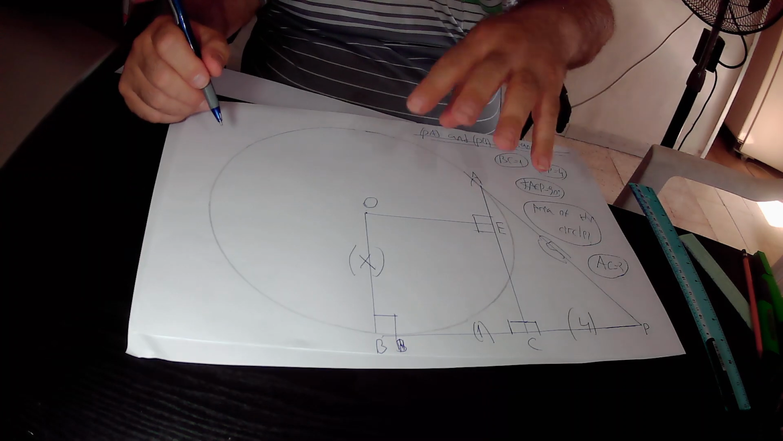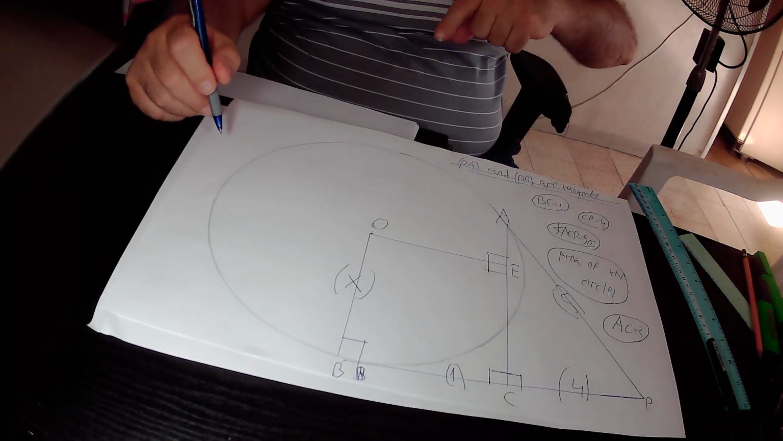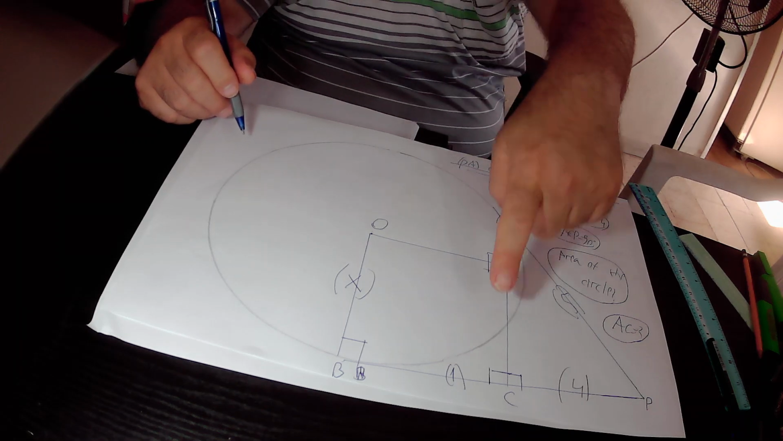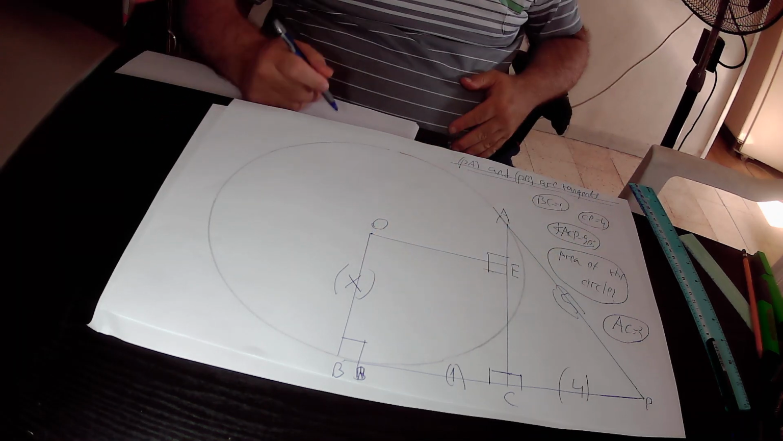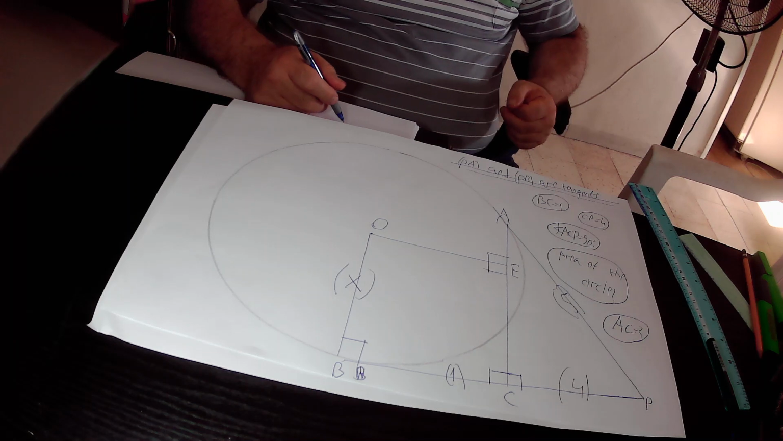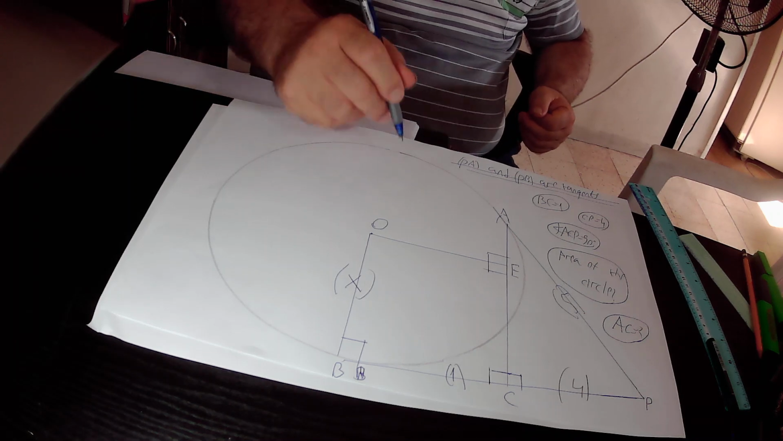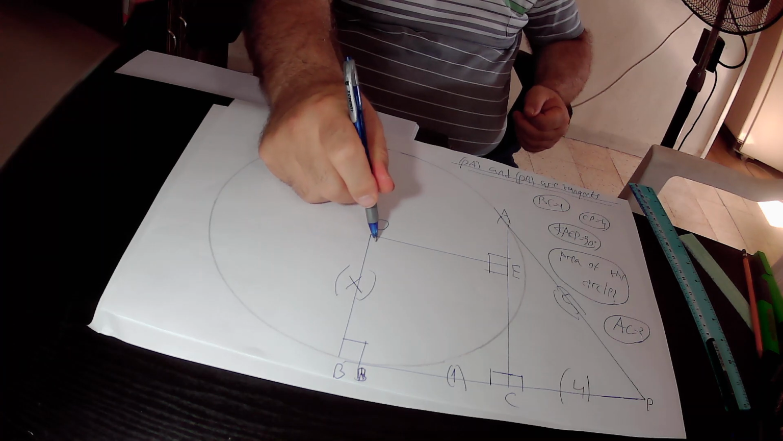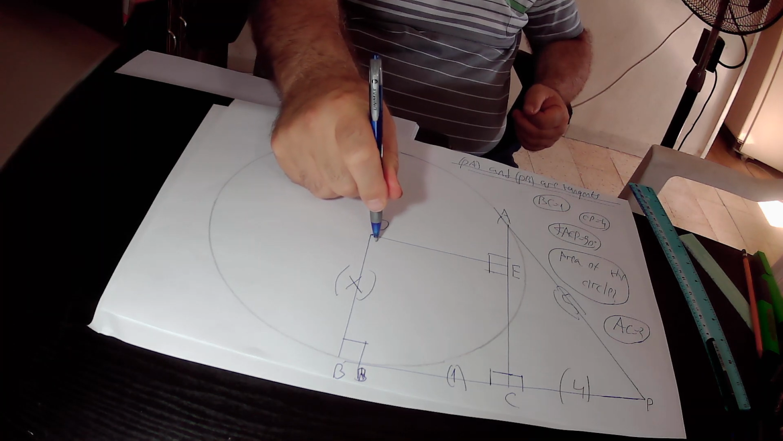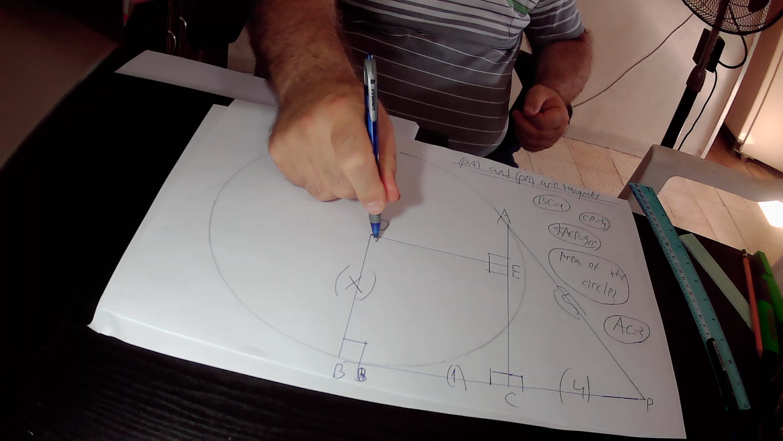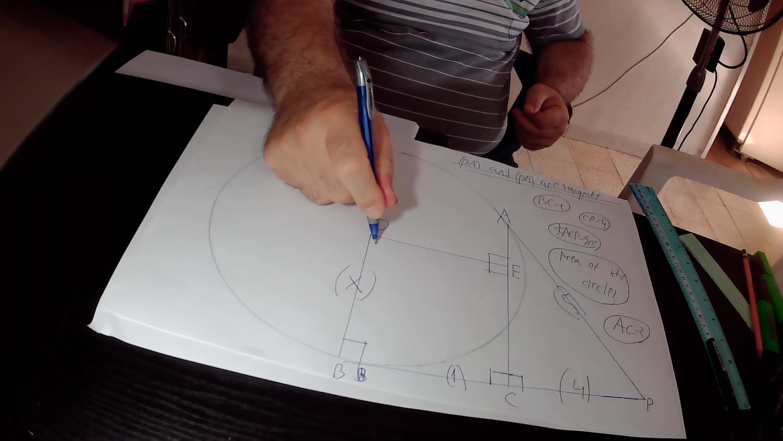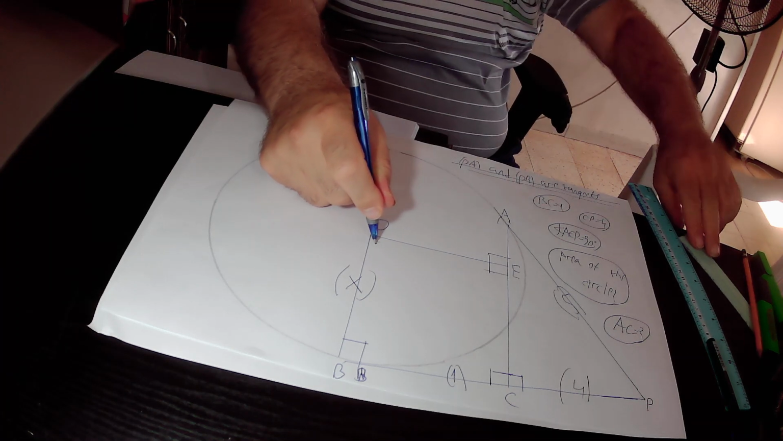By doing this construction, we get quadrilateral OECB. Inside quadrilateral OECB, we have 1, 2, 3 right angles. The sum of 3 right angles is 270 degrees, so 270 degrees plus the size of this fourth missing angle, in total, must be equal to 360 degrees, according to the rule that states that the sum of the angles in any quadrilateral is equal to 360 degrees. Therefore, this fourth missing angle must be equal to 90 degrees in its size.